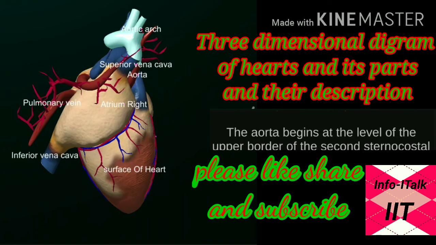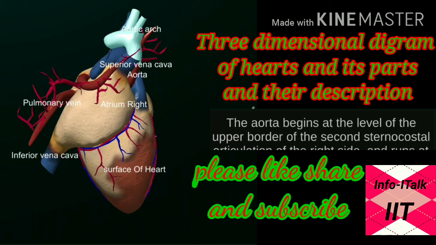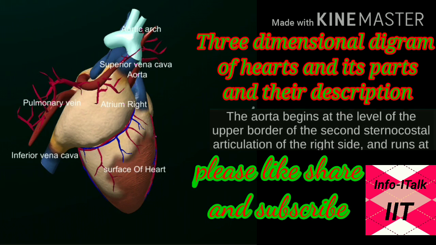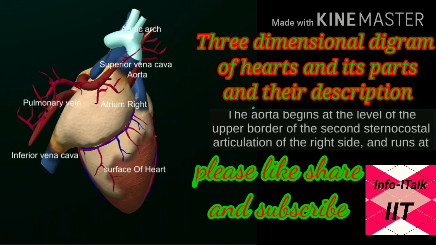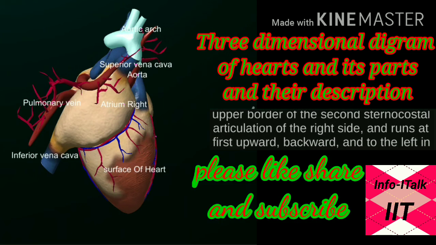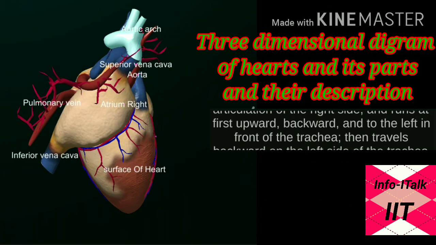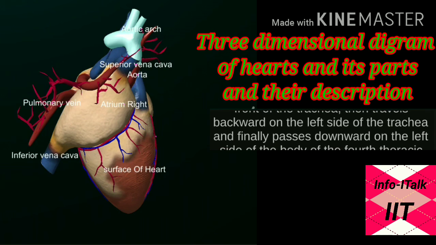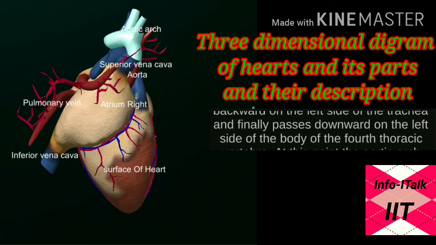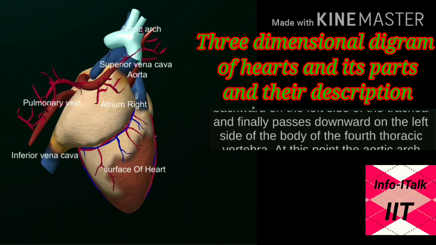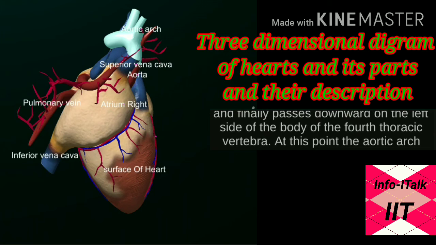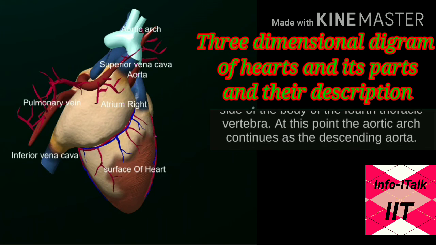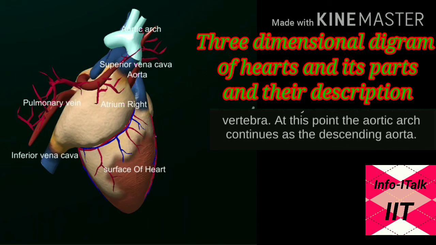The aorta begins at the level of the upper border of the second sternocostal articulation of the right side and runs at first upward, backward, and to the left in front of the trachea, then travels backward on the left side of the trachea, and finally passes down on the left side of the body of the fourth thoracic vertebra. At this point, the aortic arc continues as the descending aorta.